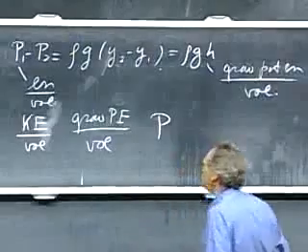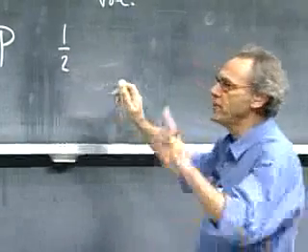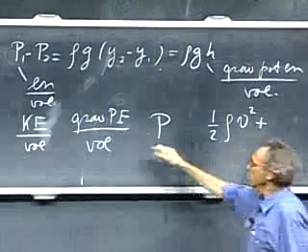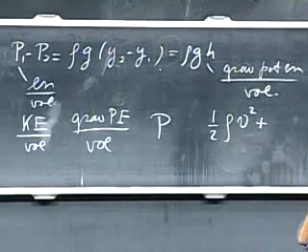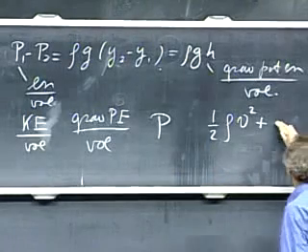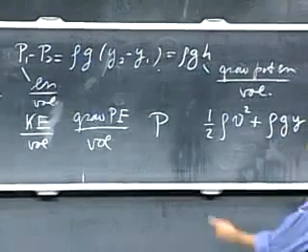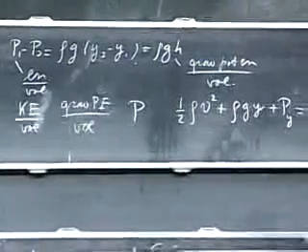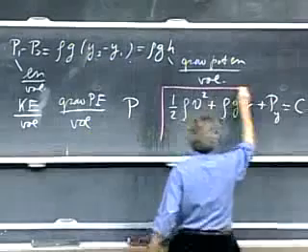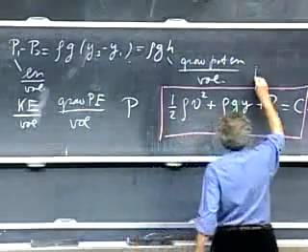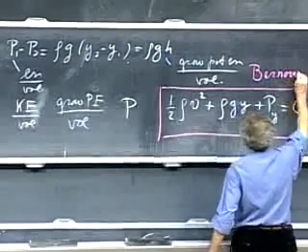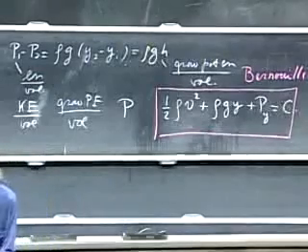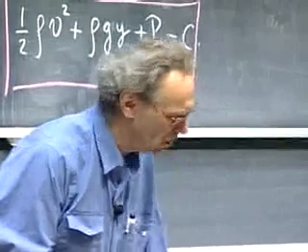What is the kinetic energy per unit volume? Well, the kinetic energy is 1/2 mv squared. I divide by volume, I get 1/2 rho v squared. What is gravitational potential energy? That is mgy. I divide by volume, and so I get rho gy, plus the pressure at that location y, and that must be a constant. And this now is Bernoulli's equation. It is a conservation of energy equation. And as I will show you, it has very remarkable consequences.